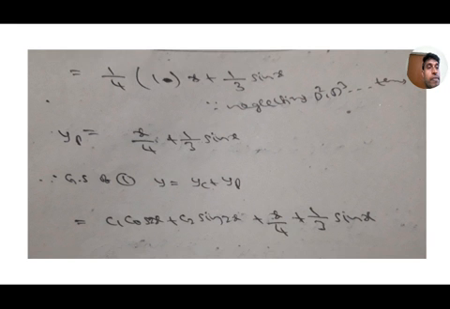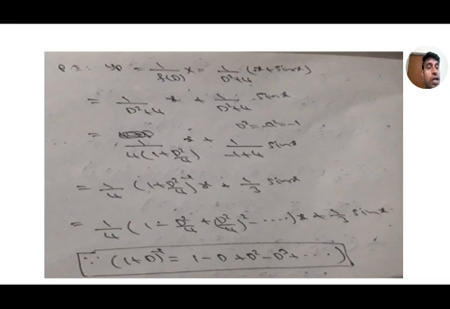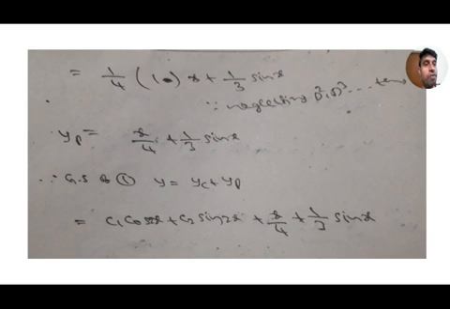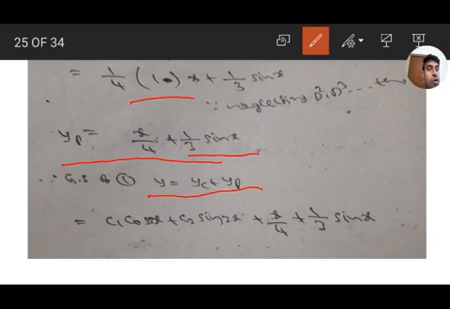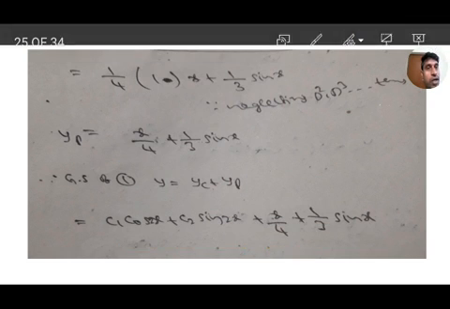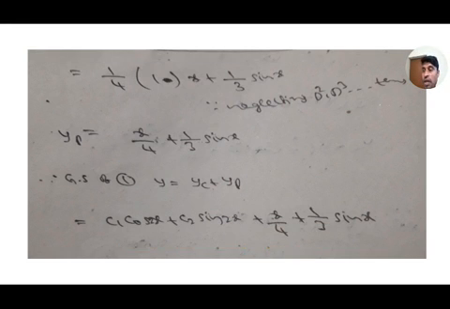Neglecting the D square, D cube terms, we get only the 1 and the D term: 1 by 4 into (1 into x) plus 1 by 3 sin x. So the particular integral is x by 4 plus 1 by 3 sin x. So the general solution of equation 1 is y equal to yc plus yp, complementary function plus particular integral, that is c1 cos 2x plus c2 sin 2x plus x by 4 plus 1 by 3 sin x. It is the solution of the given differential equation.